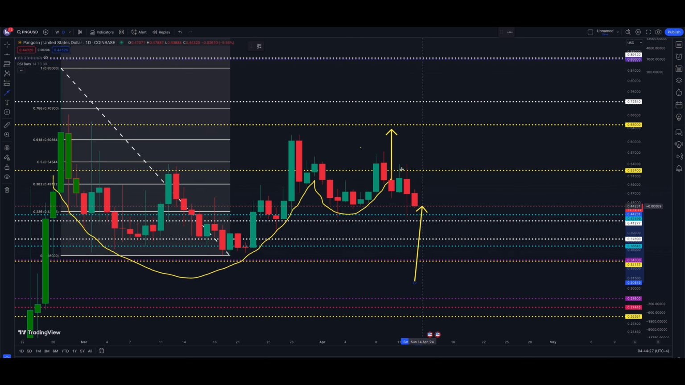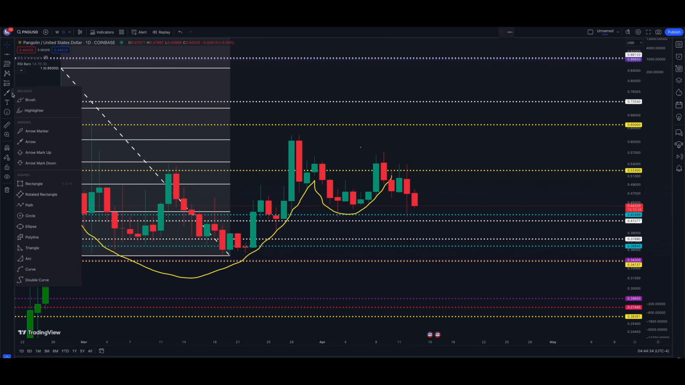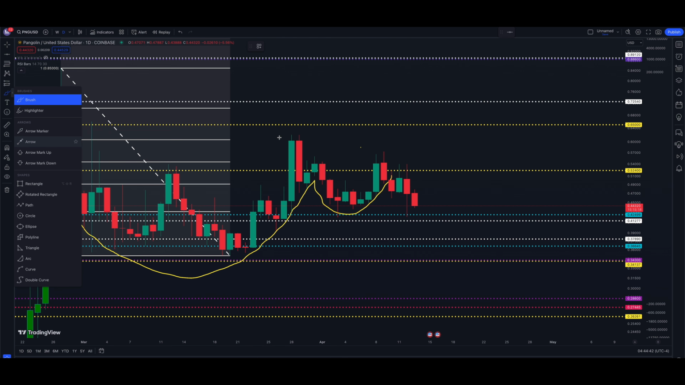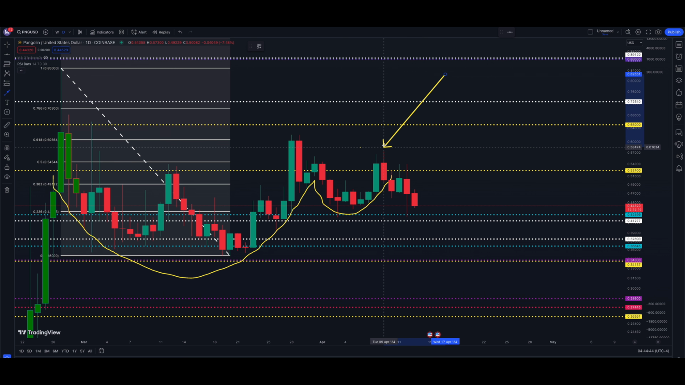But we'll see. Having the lower high in place, let me clean this up so we can see. So we have the lower high printed right here. Let me get the arrow back. Hope everybody had a great week. We have the lower high printed right here on the 9th of April.